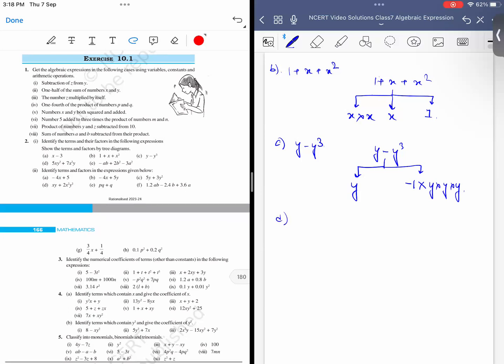D part, 5xy square plus 7x square y. Now, for this, the terms are 5 into x into y into y, and for this one, the factor is 7 into x into x into y. So likewise, we will do.